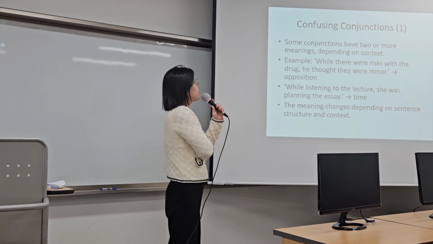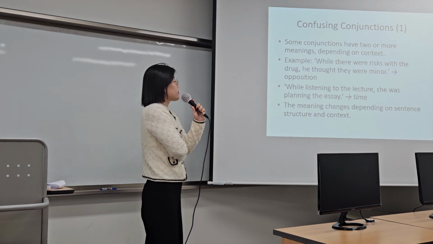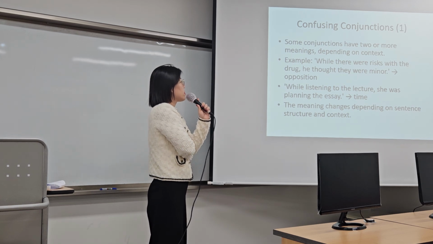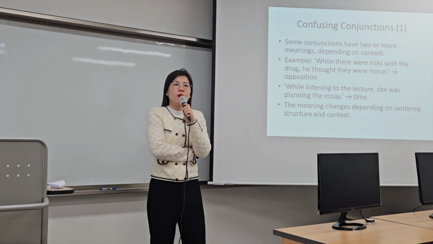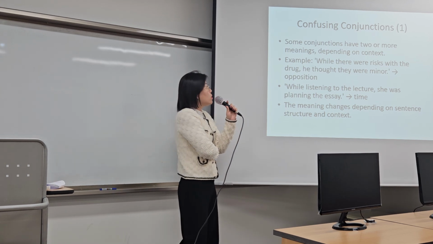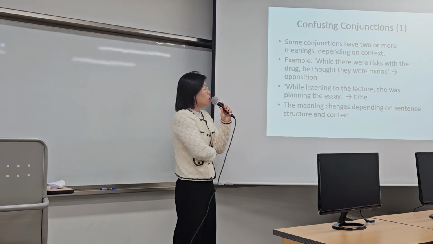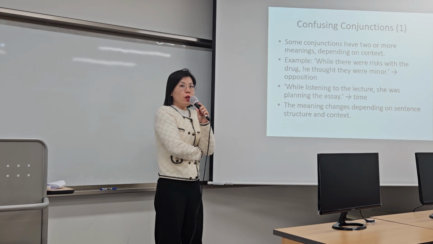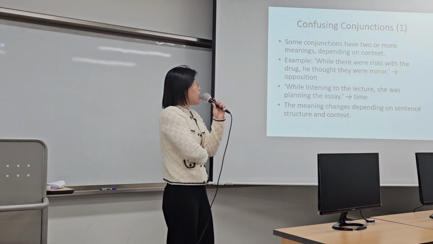Some conjunctions have two or more meanings depending on context. Example: while there were risks when taking the drug, he thought they were minor, which shows opposition. While listening to the lecture, she was planning at the same time. The meaning depends on sentence structure and context. The first example is while. It can connote opposition or time, depending on the context. Whenever you read or write, try to decipher which meaning you are using.